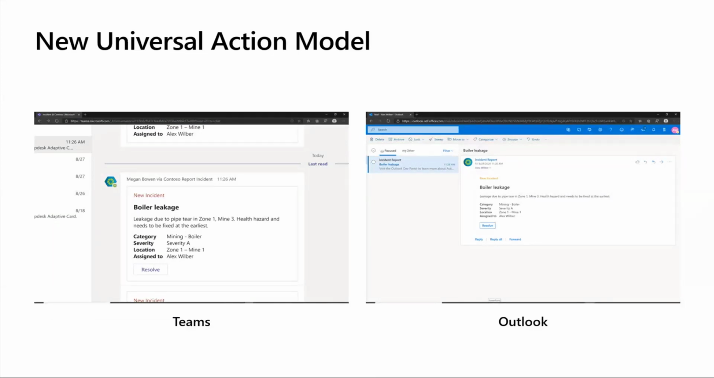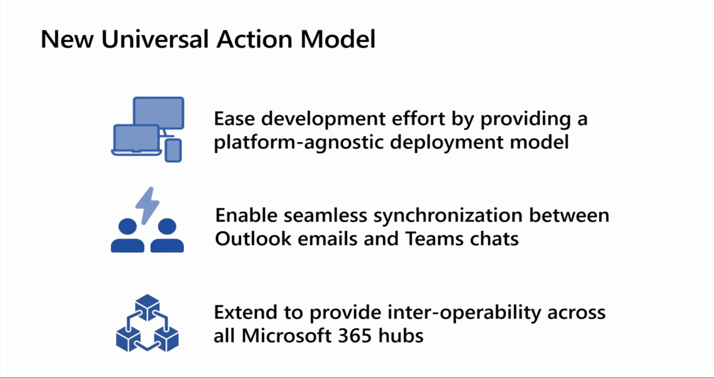Here is an example that shows how the same payload reflects and renders on both Teams and Outlook. Now you no longer have to build two separate applications or two separate payloads. The same payload syncs and works seamlessly across both these canvases. In summary, Universal Action Model eases the developmental effort for your engineering team by providing a platform-agnostic deployment model. Your team now needs to build only one application that uses the same adaptive card payload with Action.Execute, which would work on both Teams and Outlook.